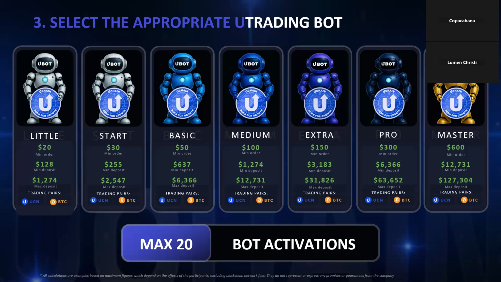So you must make sure that with the performance pack you have purchased for 1,100 euros, the minimum deposit matches, because each of these bots has a minimum deposit and a maximum deposit. For this one, the minimum deposit is $128, but the maximum trading capital you can give to this bot is $1,274. If you give it more than $1,274, the extra dollars will not be considered, which means it will not trade the extra. It will only carve out this maximum amount, and that's what it will be trading.